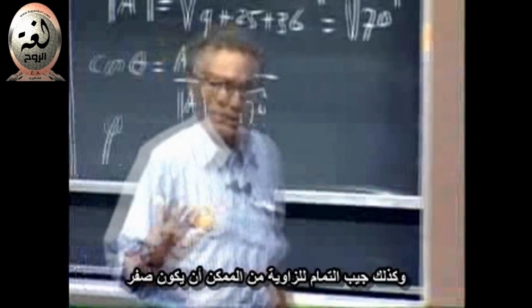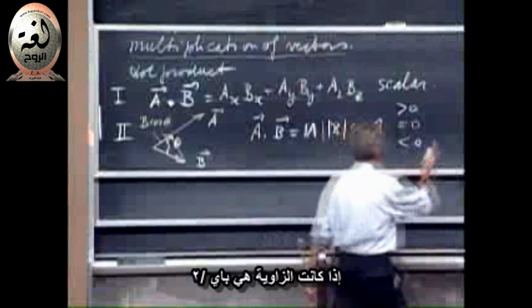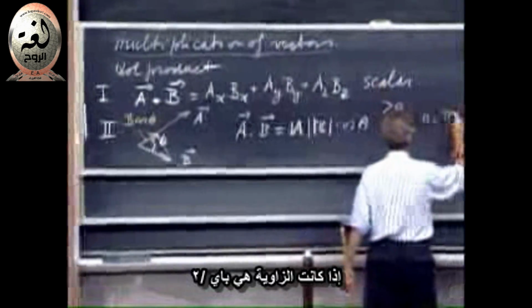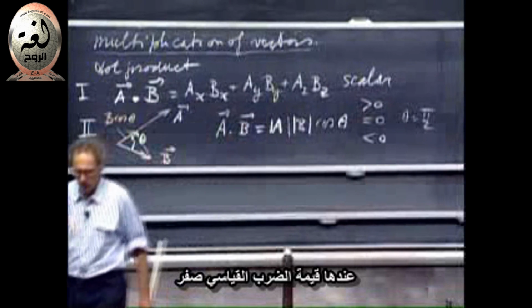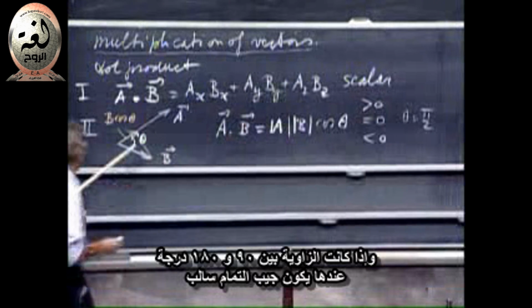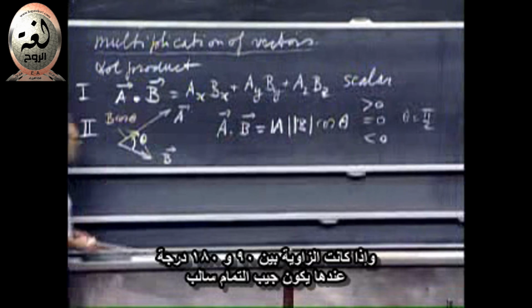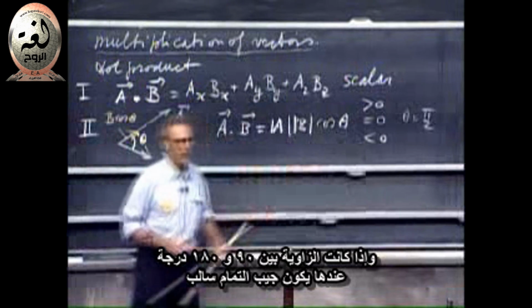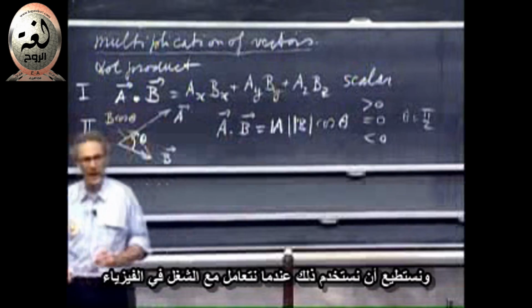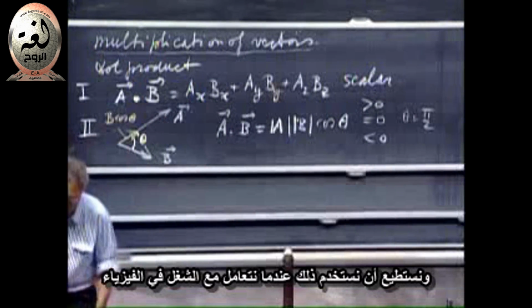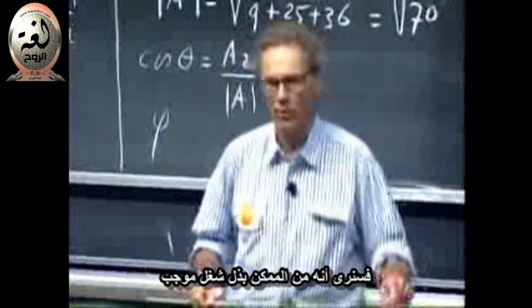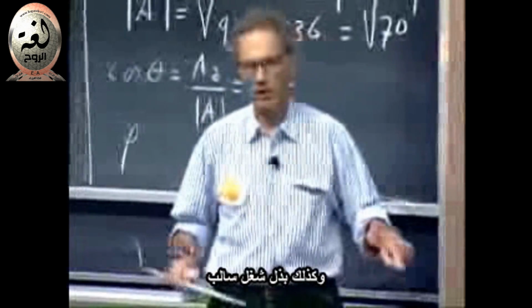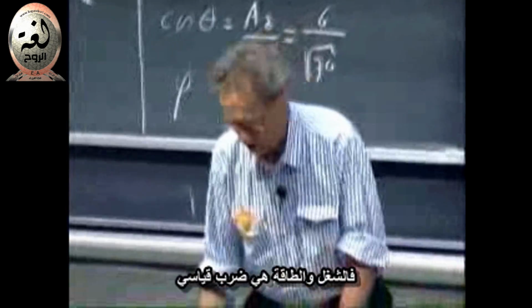The cosine of theta can be 0. If the angle theta is pi over 2, in other words, if the two vectors are perpendicular to each other, then the dot product is 0. And if this angle theta is between 90 degrees and 180 degrees, then the cosine is negative. We will see that at work, no pun implied, when we deal with work in physics. You will see that we can do positive work and we can do negative work. And that has to do with this dot product. Work and energy are dot products.